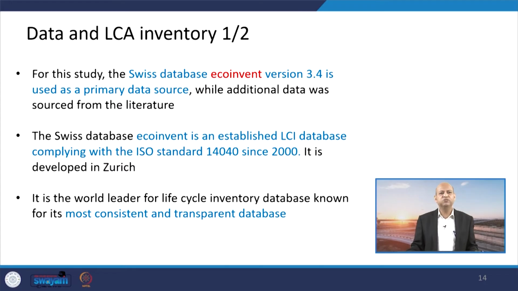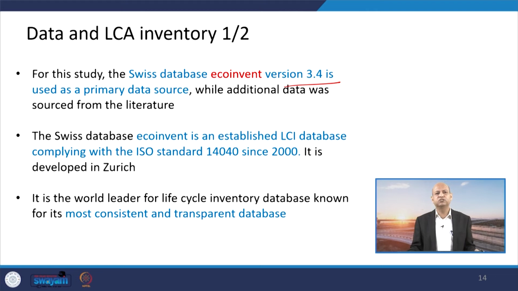Okay. So, this study uses the ecoinvent database, which is very popular and freely available, but some fine data you have to pay for, and this version 3.4 data has been used for this particular study. So, the primary data source is ecoinvent, and some additional data are needed, which are taken from different literature or secondary sources, you can say.